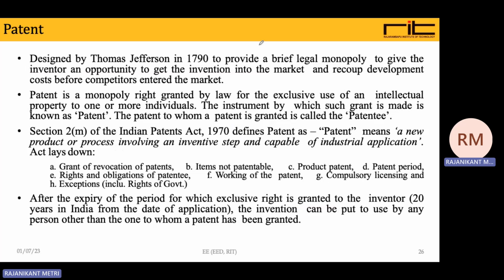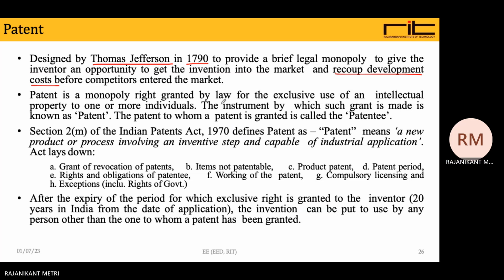Now we'll see the first point of the industrial design, that is patent. So actually this patent was designed by Thomas Jefferson in 1790 to provide a brief legal monopoly to give the inventor an opportunity to get the invention into the market and recoup development costs before the competitors entered the market.